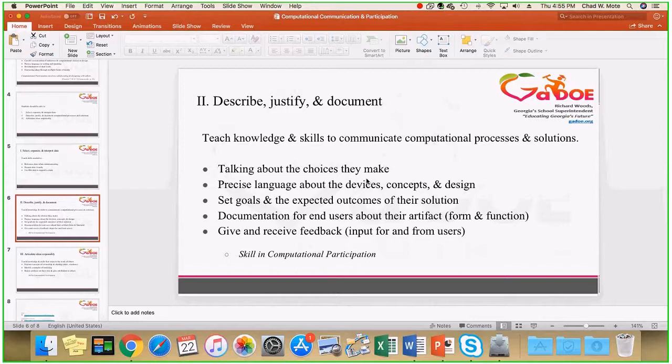So am I using an iPad? Am I using a touch screen? Am I using a mouse? Am I creating a program? Am I using sprites? Those kinds of things. And then the design process using that language in a way to where it communicates very specific ideas and then expresses those ideas.